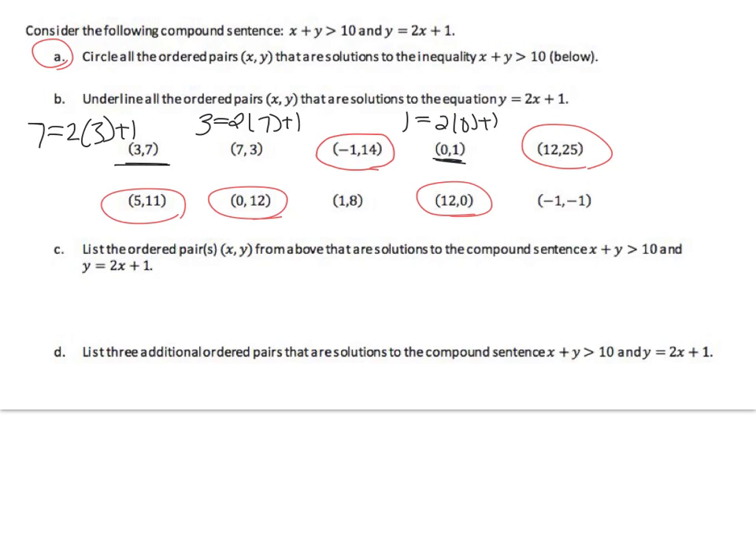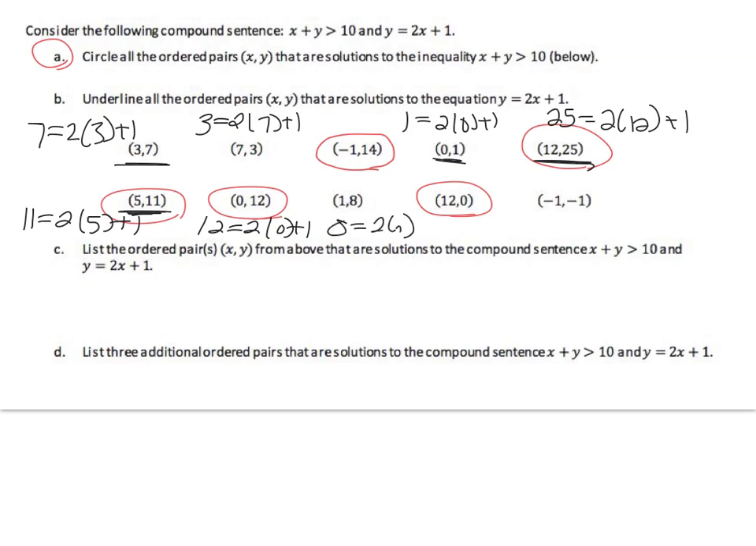I didn't check negative 1 and 14, sorry. 14 equals 2 times negative 1 plus 1. That does not work. Check this one. 25 equals 2 times 12, which is 24, plus 1. That does work. 11 equals 2 times 5 plus 1, that does work. 12 equals 2 times 0 plus 1. Nope. 8 equals 2 times 1 plus 1.